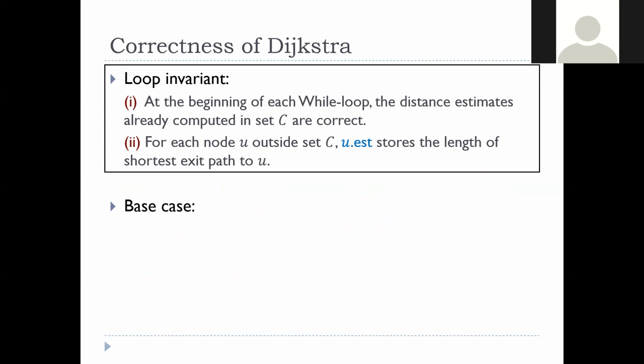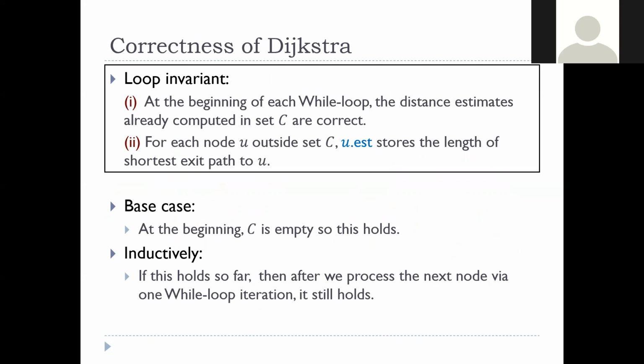So again, because of these two loop invariants, and we just showed you the intuition that these two invariants hold each time after we gradually pick a new node and then update its neighbors. That's why in the end, after we remove all nodes from outside, after there are no more nodes outside, the loop invariants guarantee that the algorithm is correct. Namely, we compute the distance to all nodes correctly.